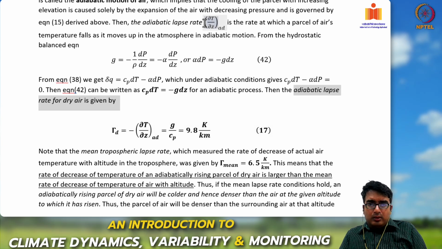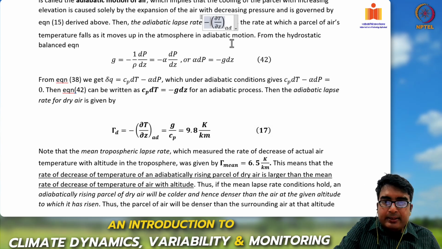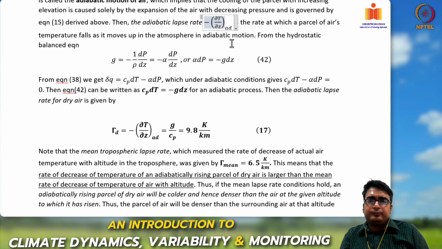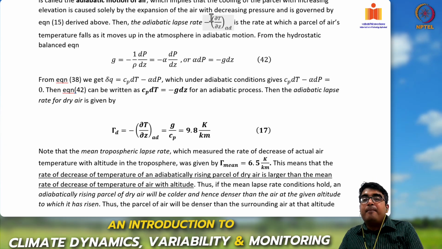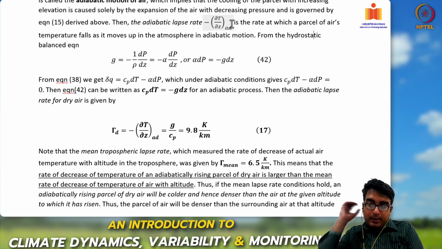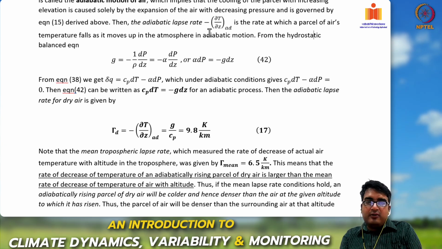Just one clarification. This will be a minus sign. Lapse rate is the decrease of temperature with altitude. So you always have a minus dT dz term in the lapse rate equation. So the definition is minus dT dz. So this is minus dT dz equals g by Cp for an adiabatic process, which is our adiabatic lapse rate condition.